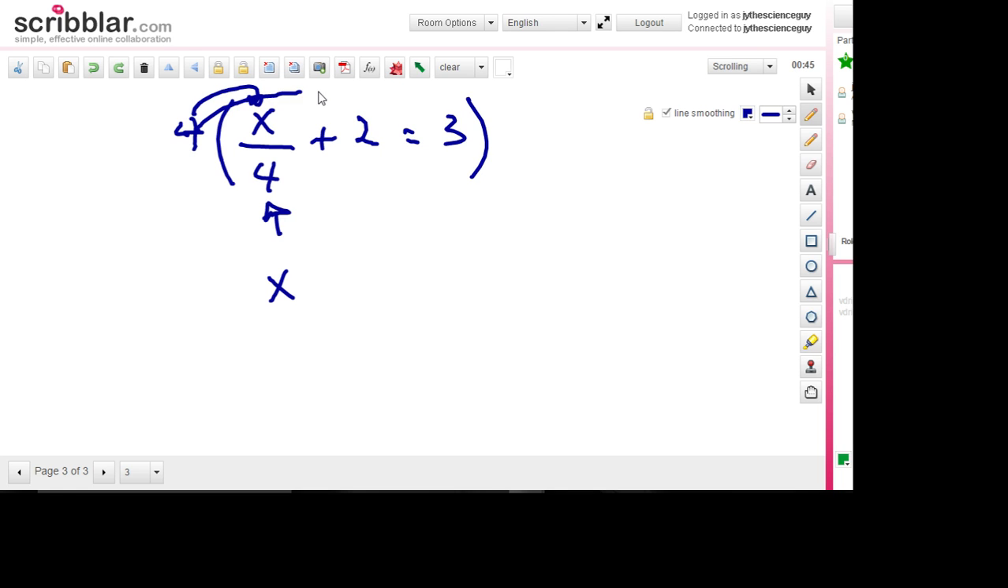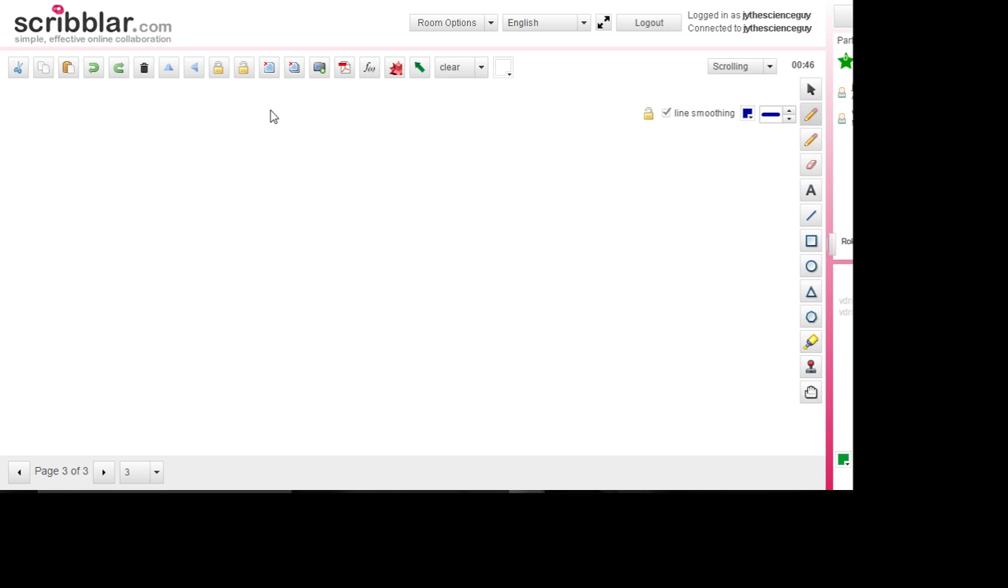This times that is equal to what? 8. And then this times that is equal to what? 12. And so what would x be equal to? 4. Whenever you have a question with fractions in it, if you can multiply by the least common multiple, or the lowest common denominator, you can look at it either way, you can get rid of all the fractions by multiplying everything by that number. So let me give you one that's slightly harder. Okay.